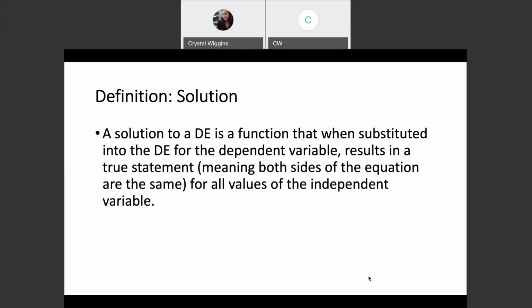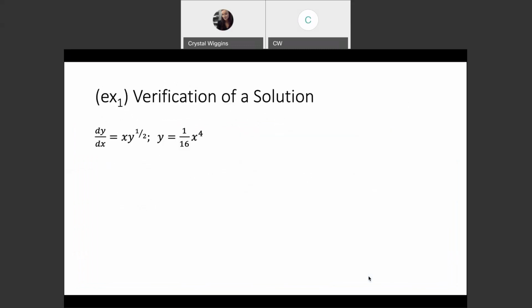So a solution to a differential equation is a function that, when substituted into the differential equation for the dependent variable, results in a true statement. In other words, it means that the left side of the equation is exactly the same as the right side of the equation after algebraic manipulations for all values of the independent variable. So now let's try an example. Let's verify the following solution. So let me jump to my whiteboard.